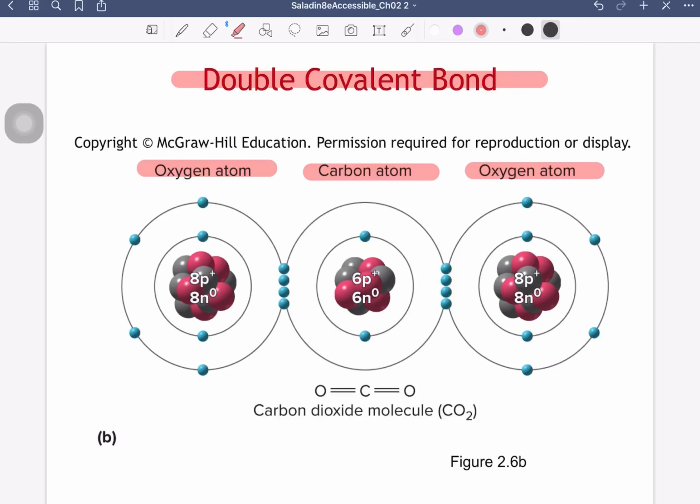Of course, if you add that up, that is CO2. And you can see in this case, they are actually sharing 2 pairs of electrons. Same over here, 2 pairs of electrons. And so we call that a double covalent bond, and we represent that with 2 lines between the various atoms. So that's a double covalent bond.